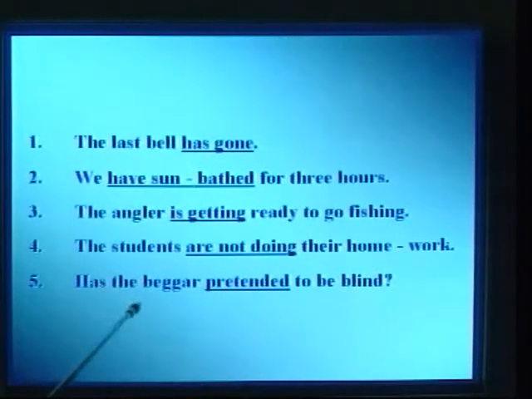Do it. Has the beggar pretended to be blind? Has the beggar pretended? Don't look at this particular one, my dear students. You have to look at the particular one here also. Has pretended. That means has also is there, and pretended in the third form. Then you name it.